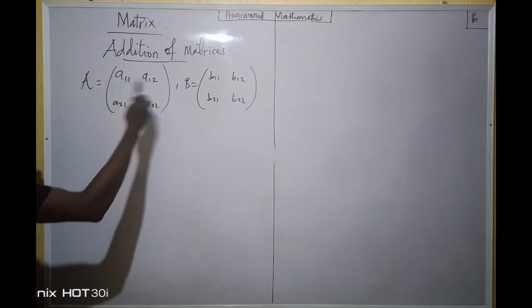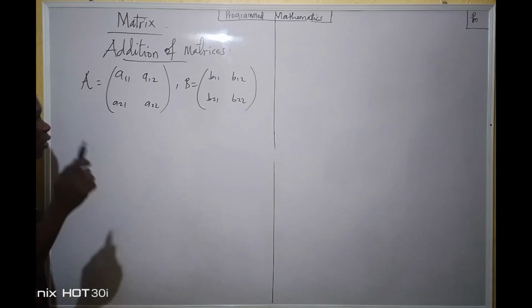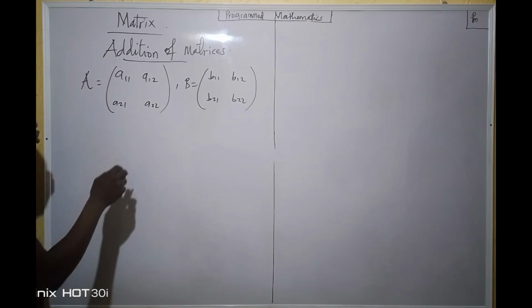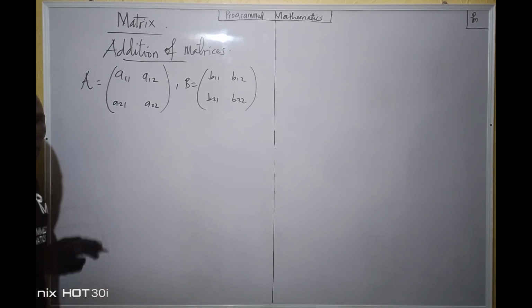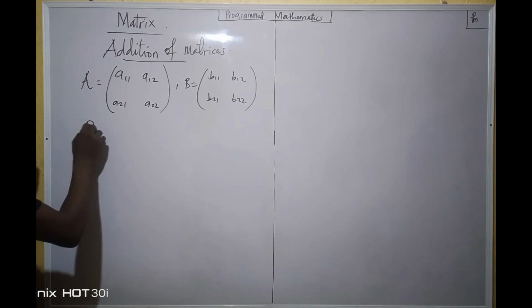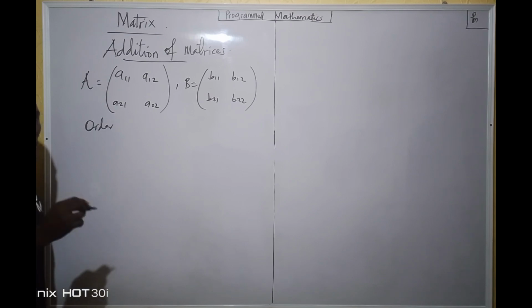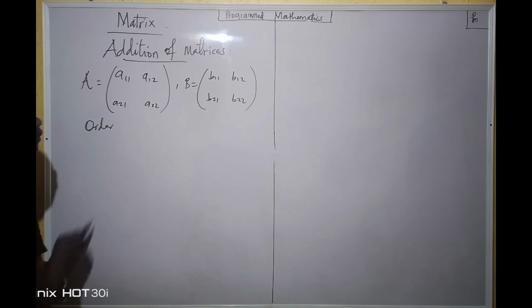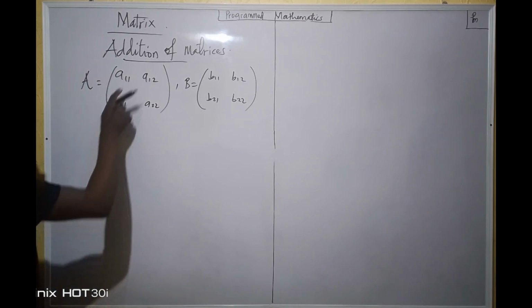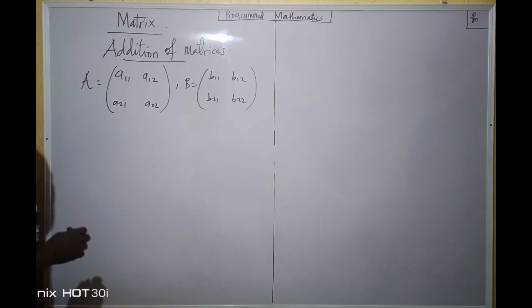If I need to add two or more matrices together, one important thing is that the matrices must have the same order. They must have the same order. Order is very, very important. If the matrices do not have the same order, then it will not be possible to add them together, because addition of matrices is simply adding the elements according to their positions. You add the elements according to their position or location in each matrix.